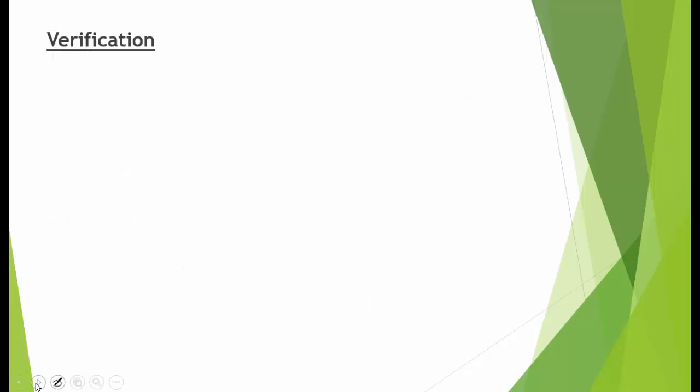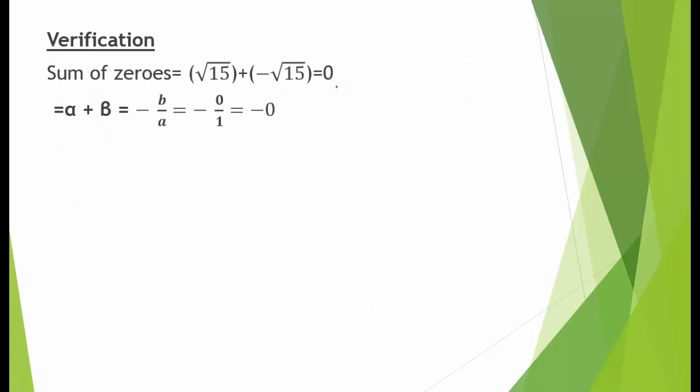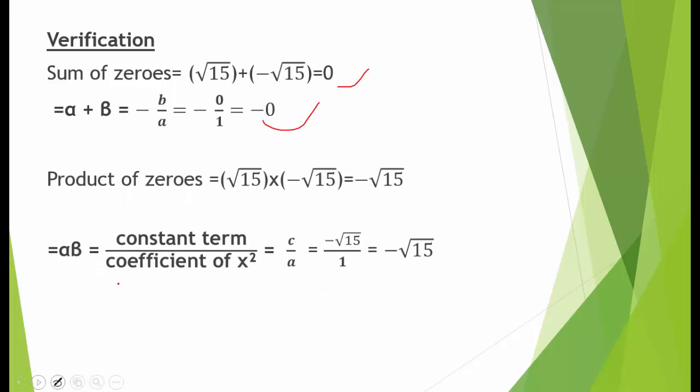For verification, sum of zeros is 0, and by the formula minus b by a, the sum of zeros is again 0, and product of zeros is minus root 15, and from formula this will be minus 15 root 15, and hence here this will be 15. इसमें आप करेक्शन कर लेना स्टूडेंट्स. दिस इज 15, दिस इज नॉट स्क्वायर रूट 15, दिस इज 15.